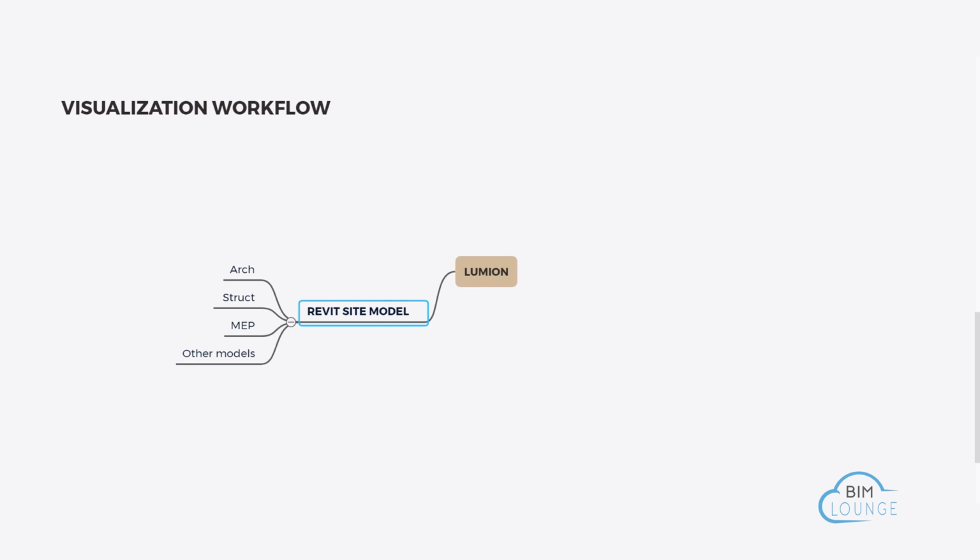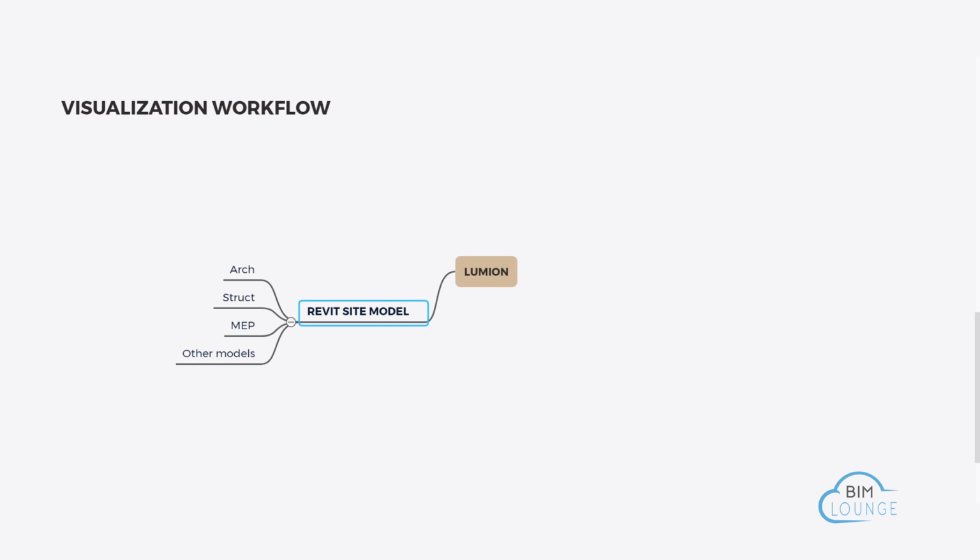Now, let's switch gears and talk about the visualization workflow. I usually use Lumion, but I believe these steps could probably be applied to other or similar rendering programs. Obviously, what's needed in an Autodesk ecosystem will probably be a Revit site model. And within the Revit site model, you would have the architecture, structural, MEP, and all the other models.